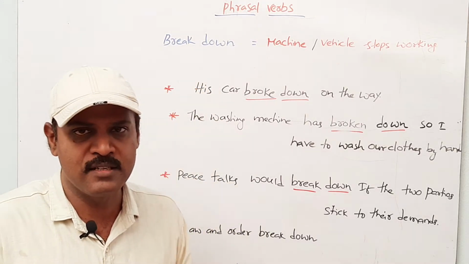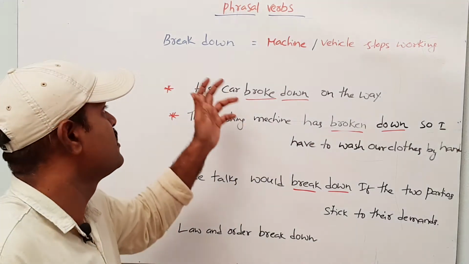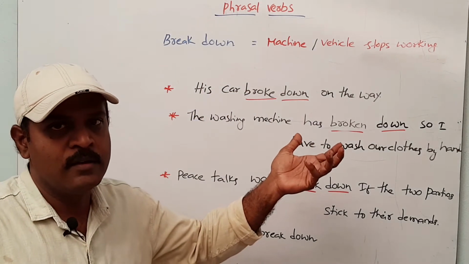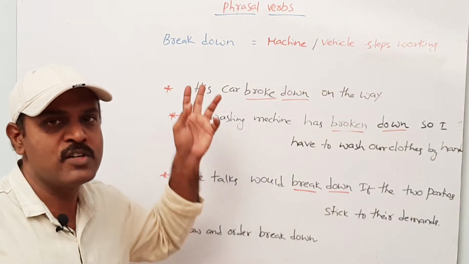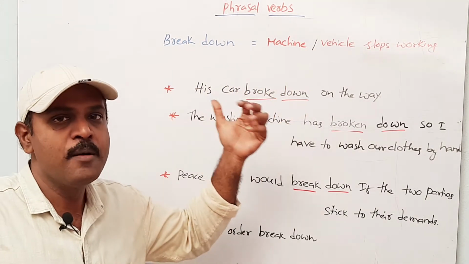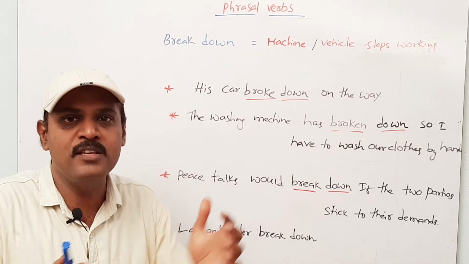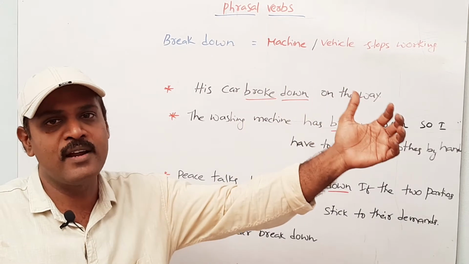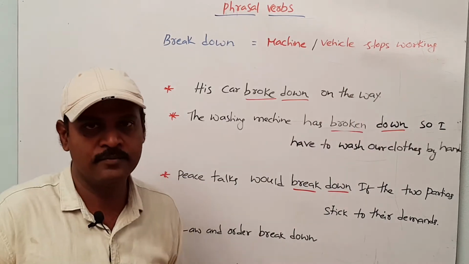In this video lesson, I am going to explain some phrasal verbs, in which the first one is breakdown. If you see the word breakdown, it has two words. First one is break and second one is down. Break is a verb, down is a preposition. But if you combine these two words, we get a different kind of meaning. That is, machine or vehicle stops working.